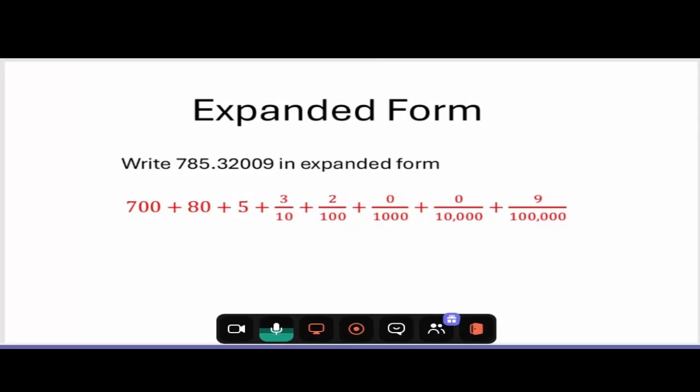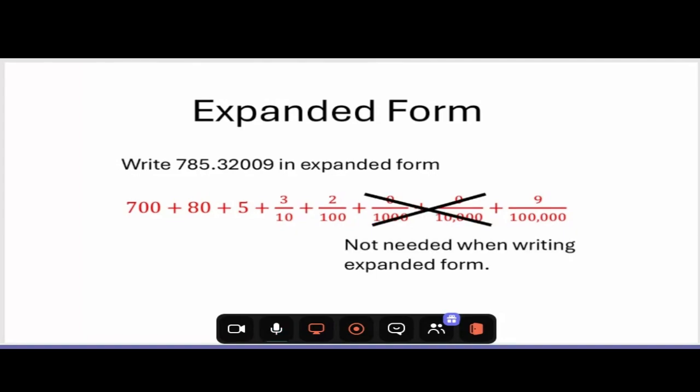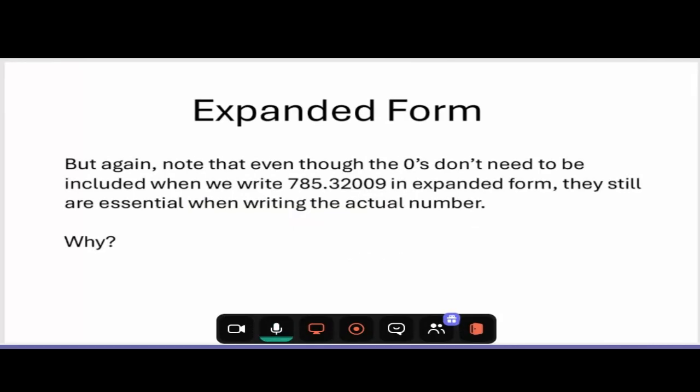So there is that number in expanded form, but once again, we see two of these numbers don't actually do anything, right? The 0 thousandths doesn't move that number on the number line at all, and neither does the 0 ten thousandths. So we don't need to write them when you're writing expanded form. You can skip those over. But once again, those zeros, even though we don't need to put them in expanded form, they are still essential.